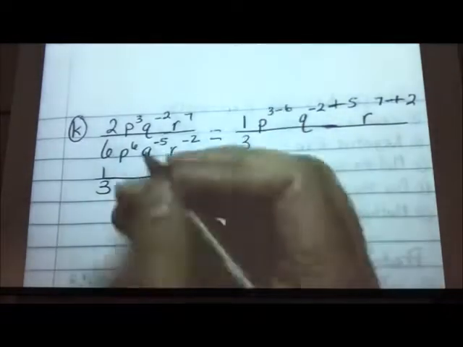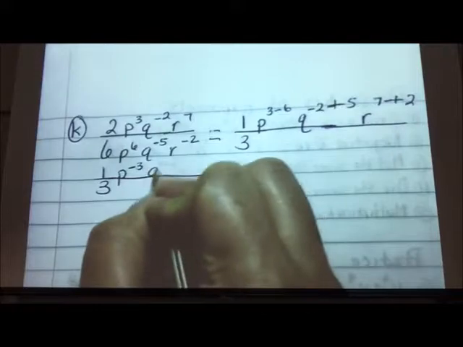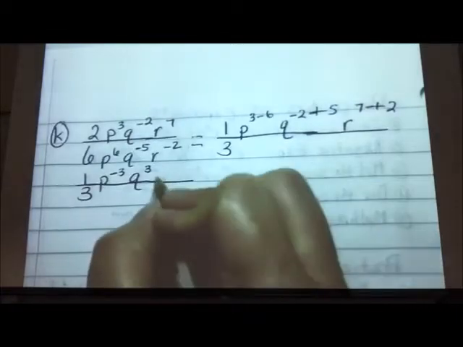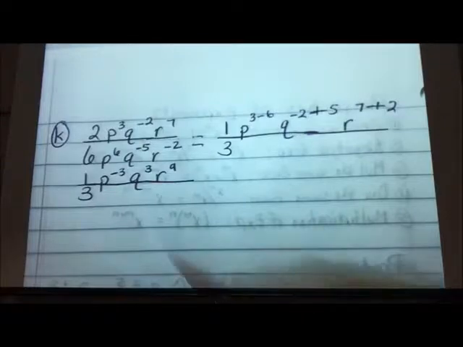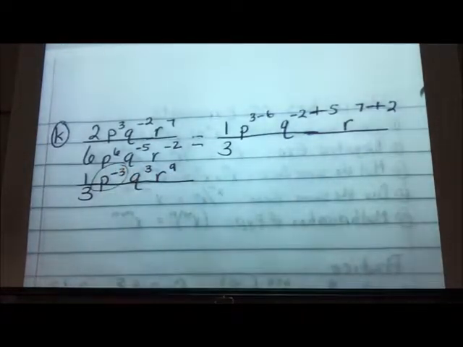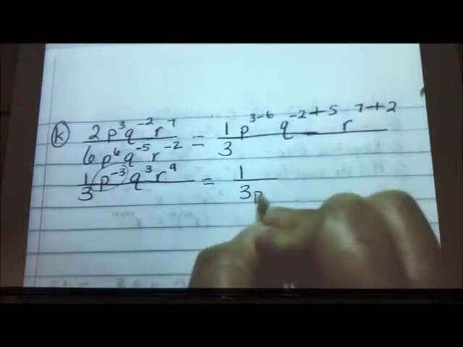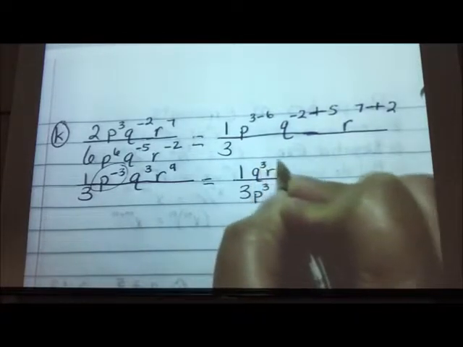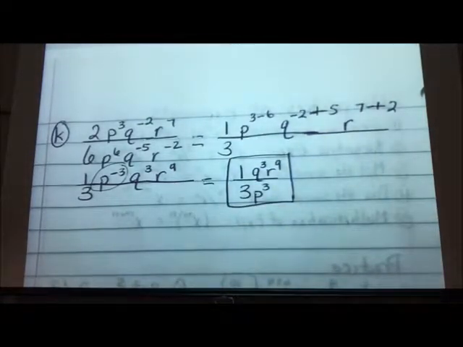3 minus 6 is p to the negative 3rd. Negative 2 plus 5, that's a q to the positive 3. And the 7 plus 2 is a positive 9. So the only thing that is in the wrong place would be the p to the power of negative 3. So we move that to the bottom. Everything else stays the same. And that right there would be your final answer.